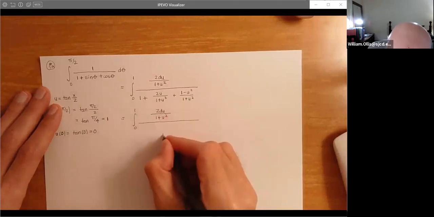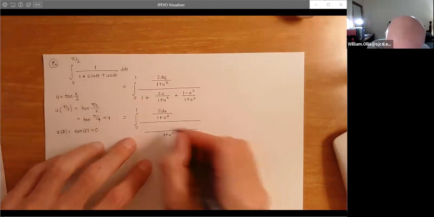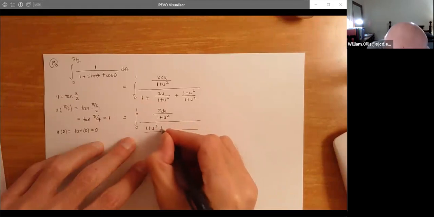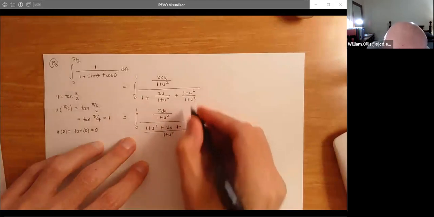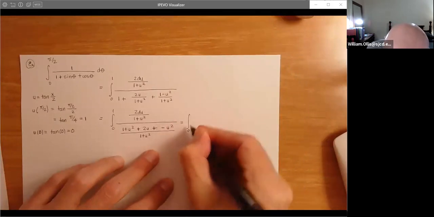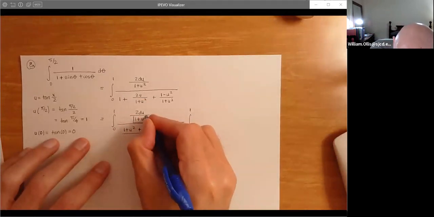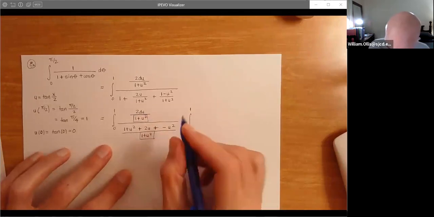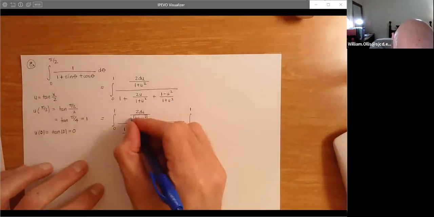So let's get a common denominator of 1 plus u squared. And so here this gives us a 1 plus u squared plus 2u plus 1 minus u squared. Now we can see that these absorb. You don't have to invert and multiply. You can easily see that upon inversion and multiplication, this would just come upstairs, this comes downstairs, and they absorb. So these absorb.